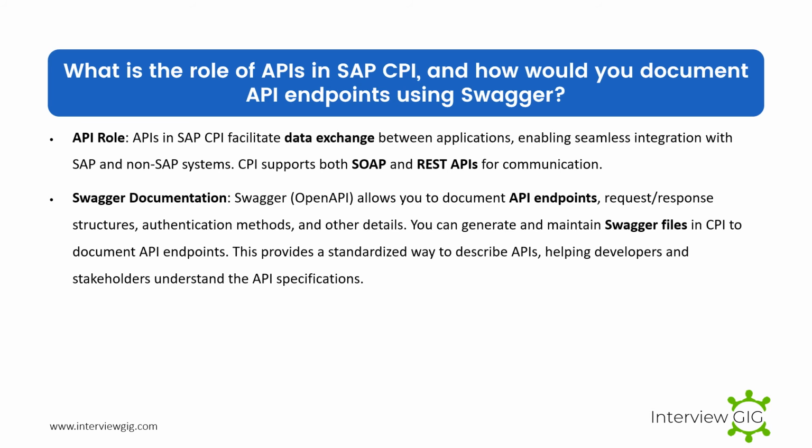Swagger documentation. Swagger, OpenAPI, allows you to document API endpoints, request-response structures, authentication methods, and other details. You can generate and maintain Swagger files in CPI to document API endpoints. This provides a standardized way to describe APIs, helping developers and stakeholders understand the API specification.